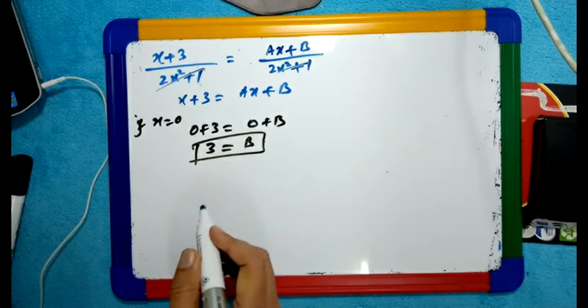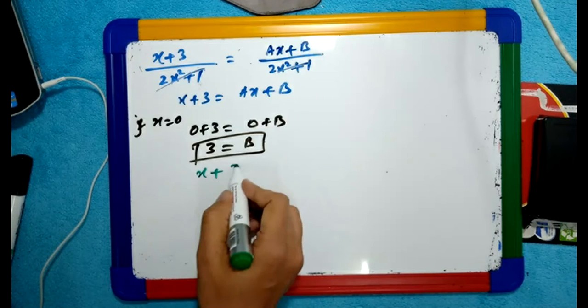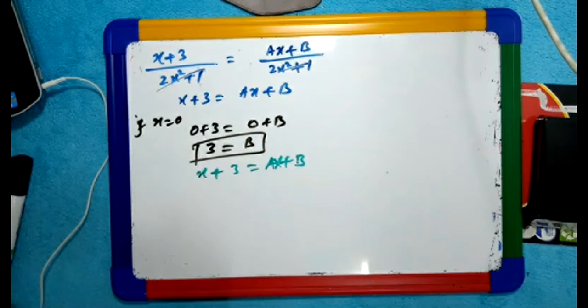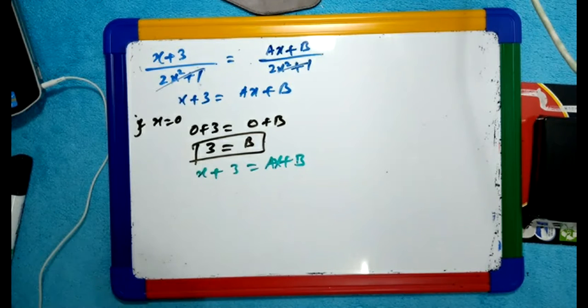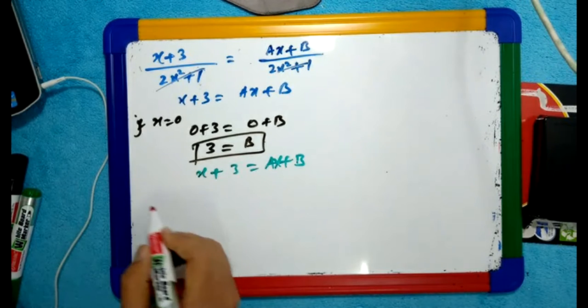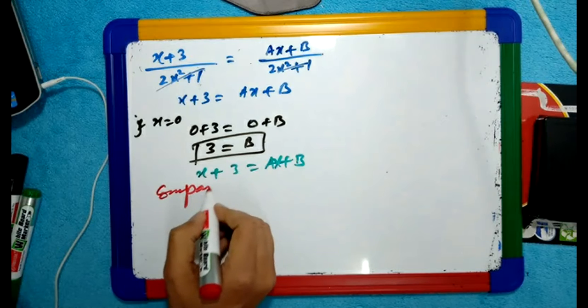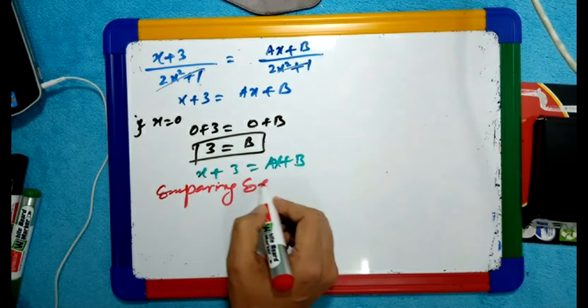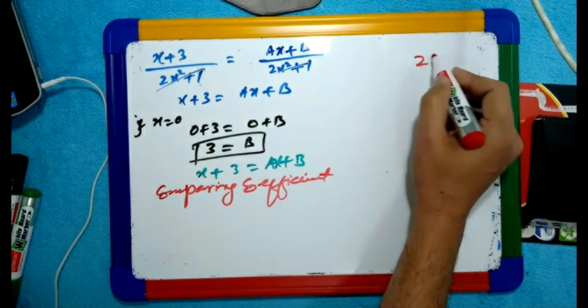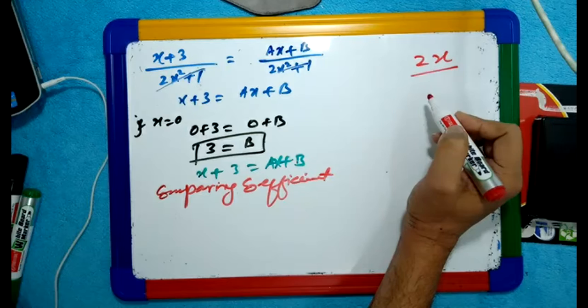Now I have to do something to get a. But the problem is that with b there is no variable. So in this case, I have to compare the coefficients. You know what a coefficient means? If I say 2x, what is the coefficient of x? It's 2.